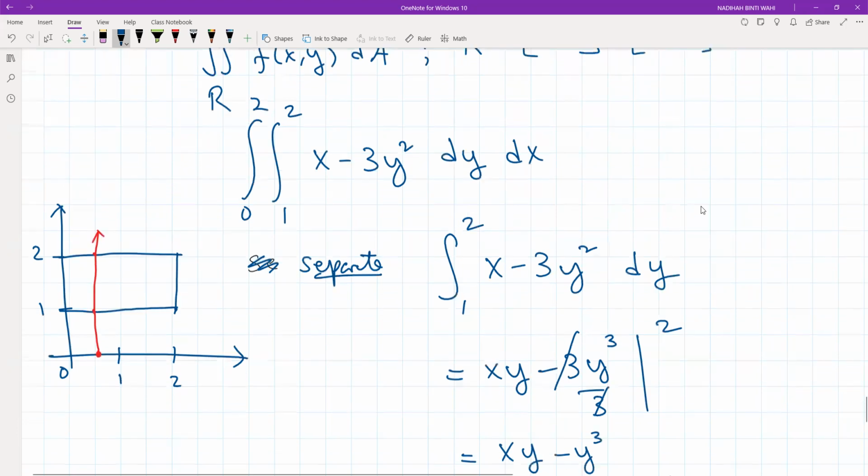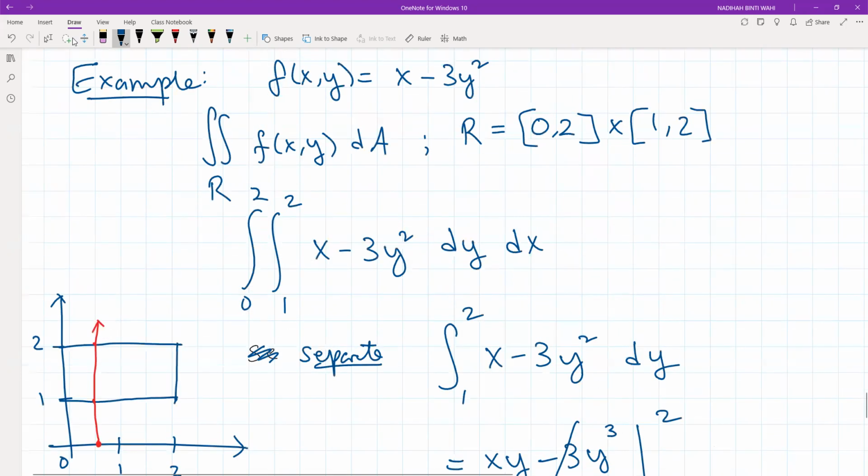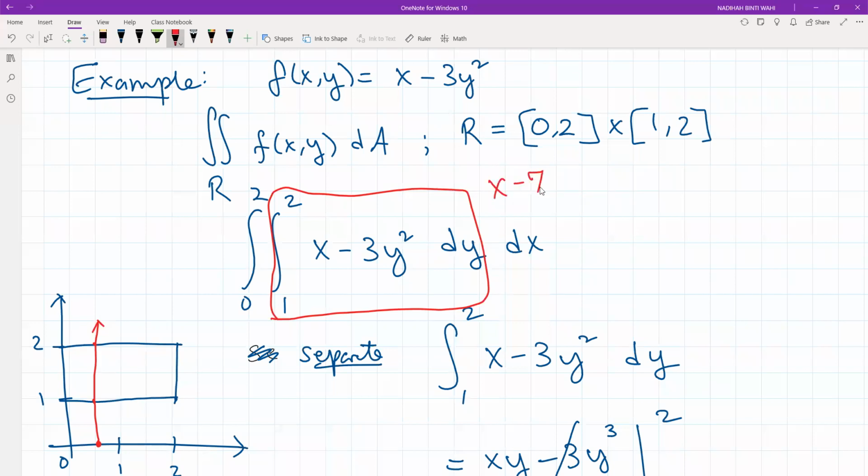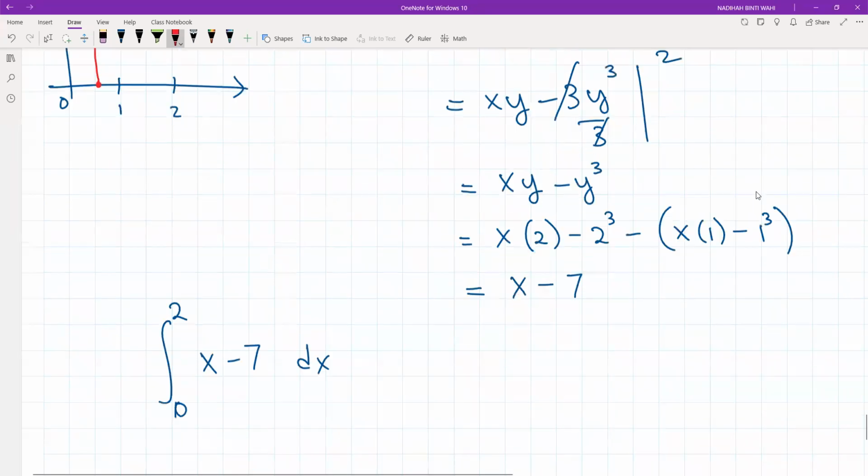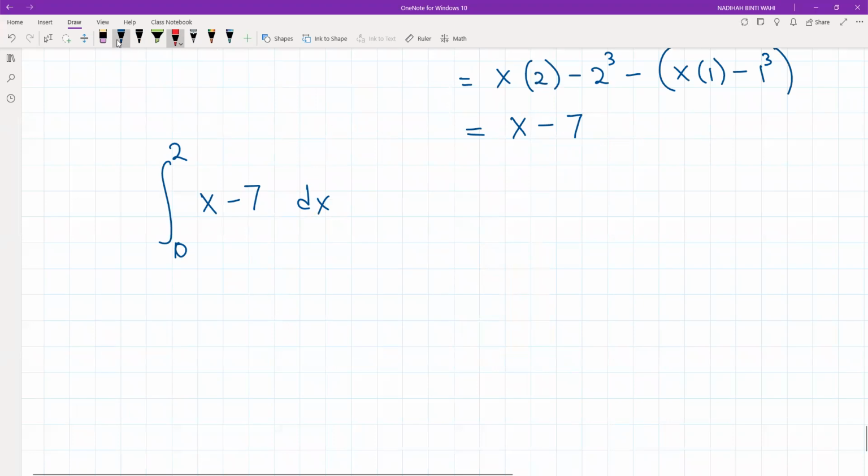x minus 7 dx. So the value for this one is x minus 7. This is easy. Power rule: x squared over 2 minus 7x from 0 to 2. Everything at 0 is 0. So it's 4 minus 14, which is minus 10.